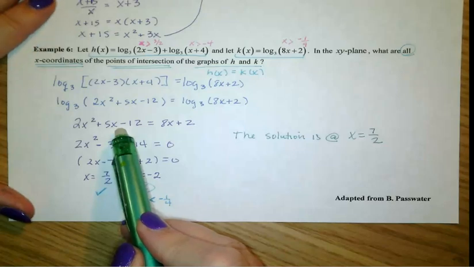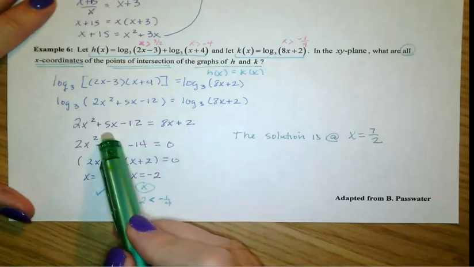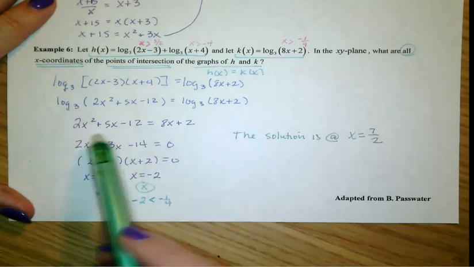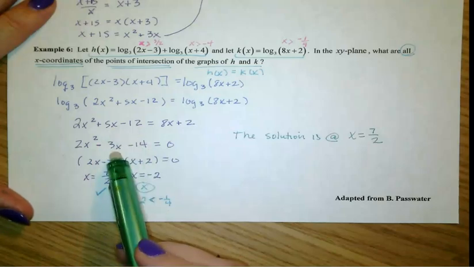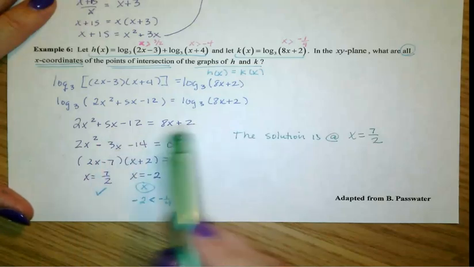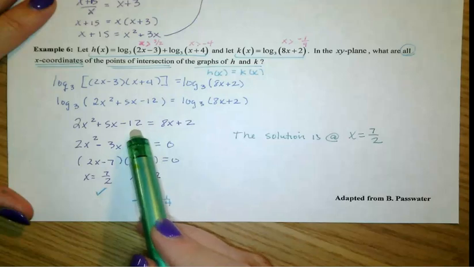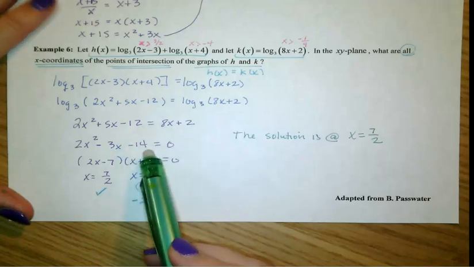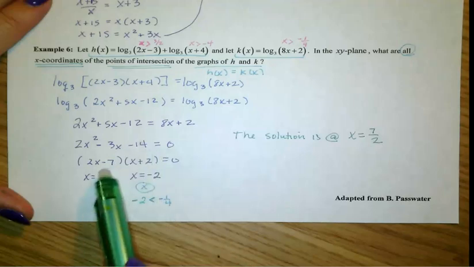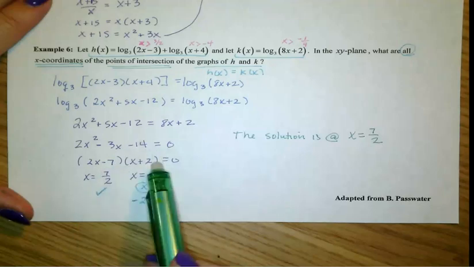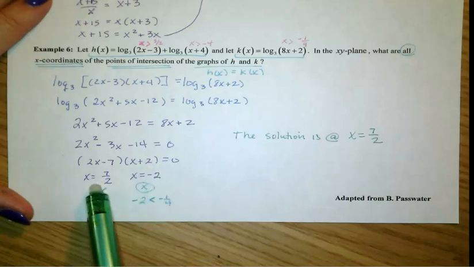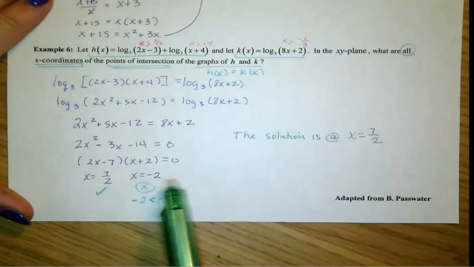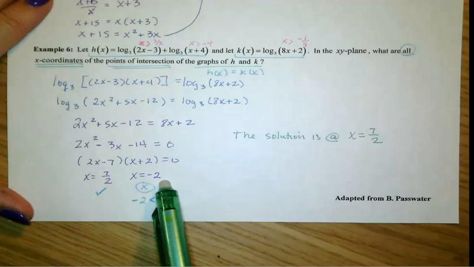So I know that I'm solving, so I'm going to move everything over to the same side. And so I move the 8x over, and so negative 8x plus a positive 5 gives me negative 3x. And I move the 2 over, so negative 12 minus 2 gives me negative 14. Then I factor the trinomial, which is 2x minus 7 times x plus 2. Solve each factor, so the possible solutions are at x equals 7/2 and x equals negative 2.